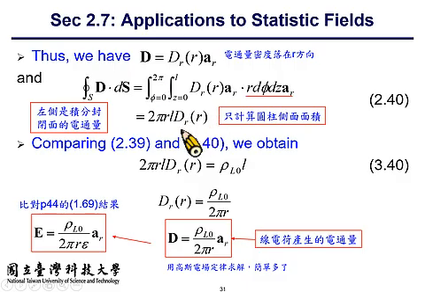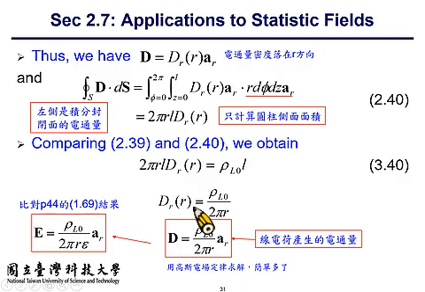Then you can put the left-hand side and the right-hand side together. So you end up with D_r as a function of r equals rho sub L0 divided by 2 pi r. So here we correctly predict that D_r is a function of r, which is inversely proportional to the distance r.